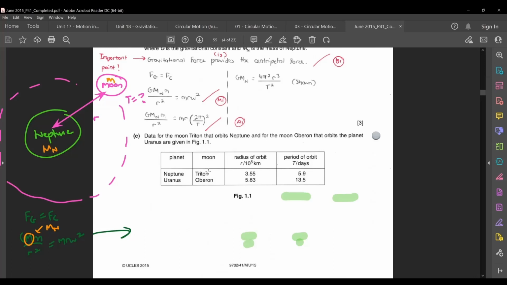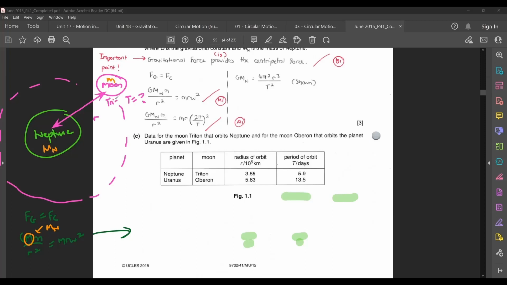Okay, so the case here is that you have Neptune with the moon Triton, and then you have another different planet, Uranus, plus the moon Oberon. So you have two different pairs of planet and their moons.